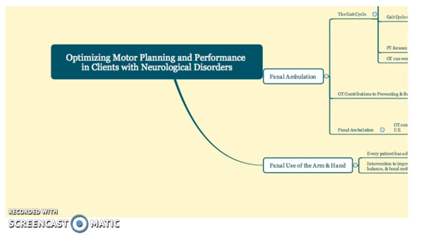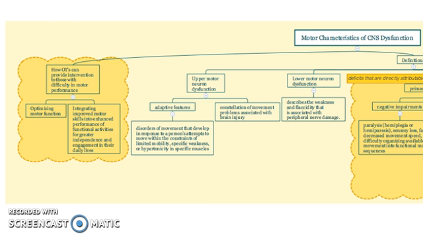Optimizing motor planning and performance in clients with neurological disorders. We're moving away from visual processing. I'm going to talk quickly about this. It's important to know the motor characteristics that make up CNS dysfunction. It's very important for OTs to be familiar with such things. So, how can OTs provide intervention to those with difficulty in motor performance? Well, we can either optimize that motor function or we can integrate improved motor skills into enhanced performance of functional activities for greater independence. There's upper motor neuron dysfunction and there's lower motor neuron dysfunction.